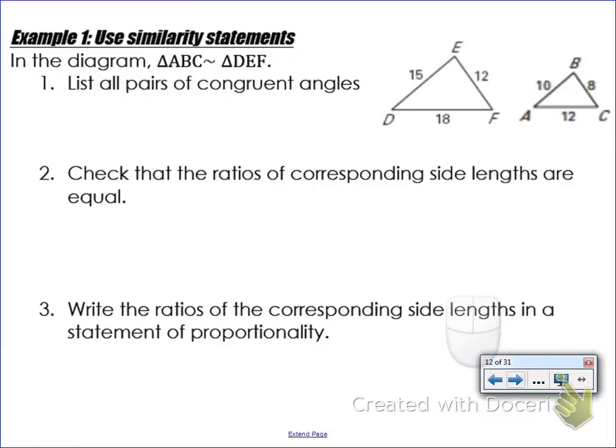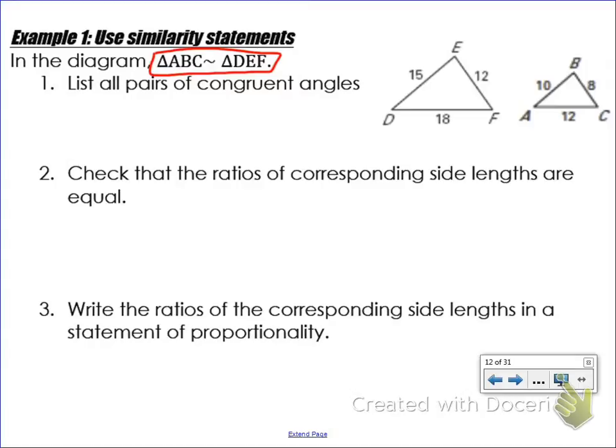All right, for example number 1, we're going to go ahead and explore some similar triangles, and just start with my similarity statement. The similarity statement that's given to me is triangle ABC is similar to triangle DEF. Now, just like we just did, we want to list all the pairs of congruent angles, and we don't even need the diagram for this. We can look at the similarity statement and figure out which angle goes with which angle.